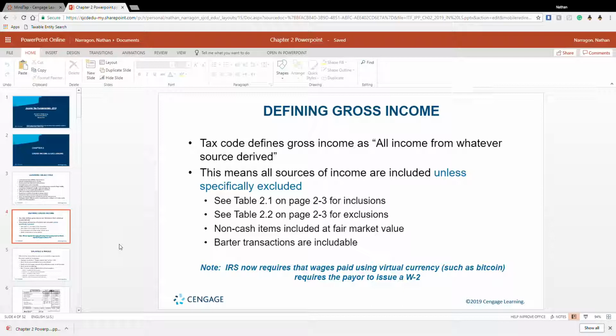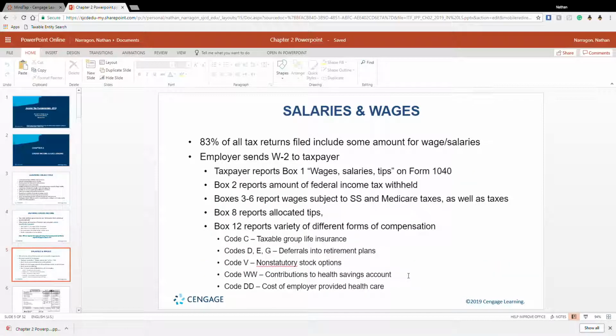The IRS now requires that wages paid using virtual currency, such as Bitcoin, have to issue what is known as a W-2. Now, W-2s are all dealing with salaries and wages. In fact, most of us should actually receive a W-2 if we're working for someone else, for some business. If you work on your own, you get the other one, which is the 1099 miscellaneous. Those we'll get into later on as we progress.